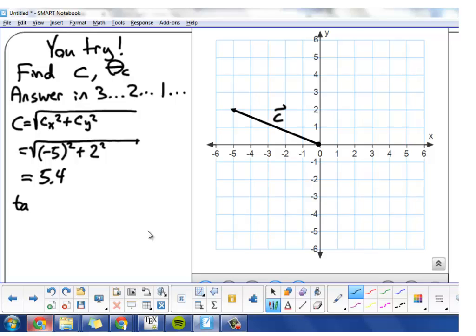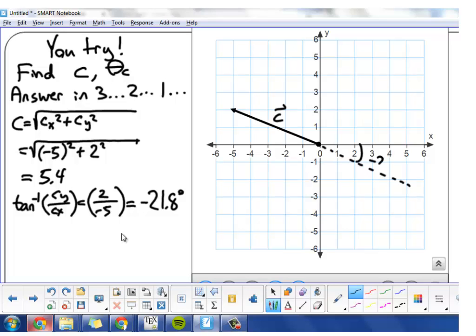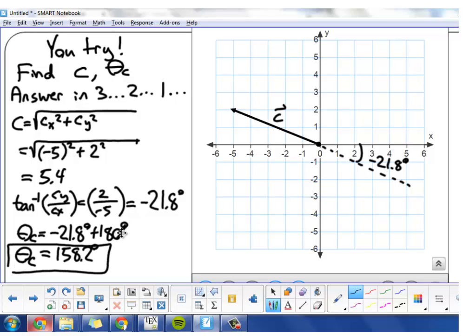To find the direction, we're going to take the arctangent of the y component divided by the x component. So that's the arctangent of 2 over -5. And we find from our calculator that we get -21.8 degrees. Well, that, being a negative number, is clockwise from the x-axis. That's in the fourth quadrant. Is that the right way? No, it's not. So we add 180 degrees, and we get 158.2 degrees.